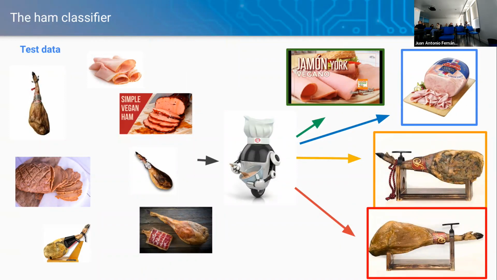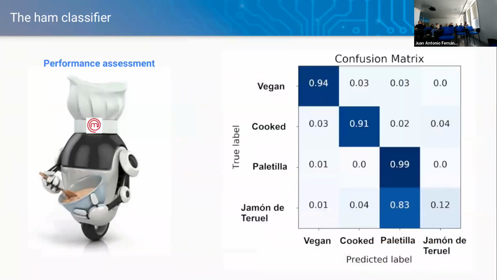So you have your trained classifier, you have your test data, which are also hams, but are completely different from the ones used to train it, and it will be putting each one of them in the different boxes. And because they are labeled data, you can actually compare how well it performed. One of the main ways to do it is by using the confusion matrix.